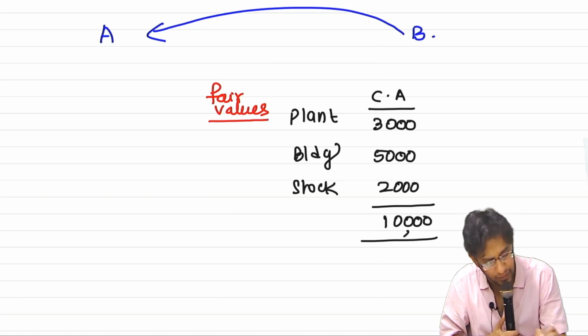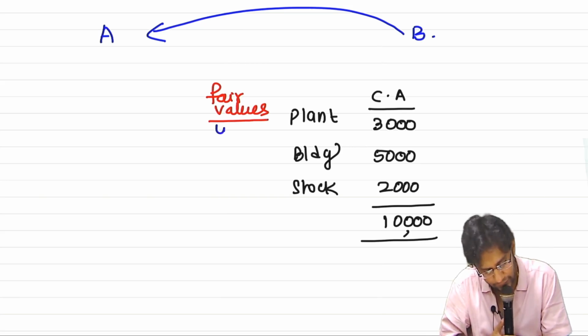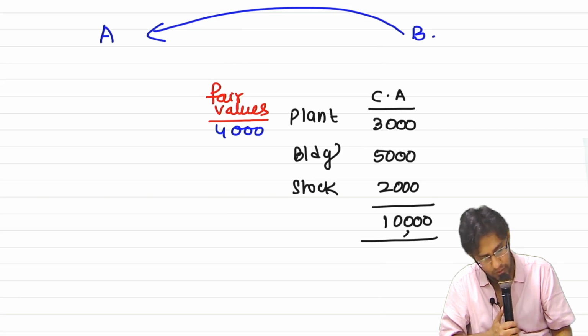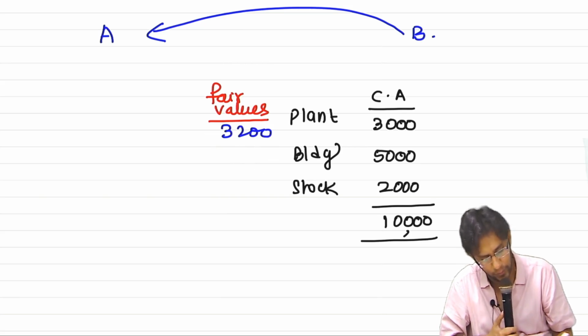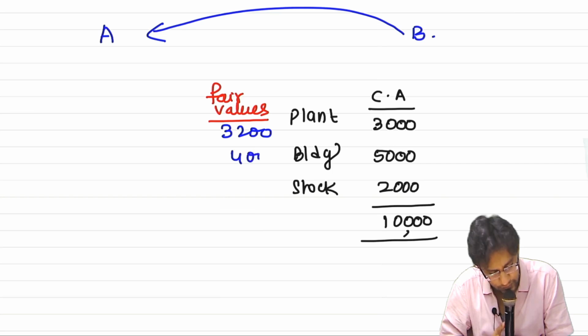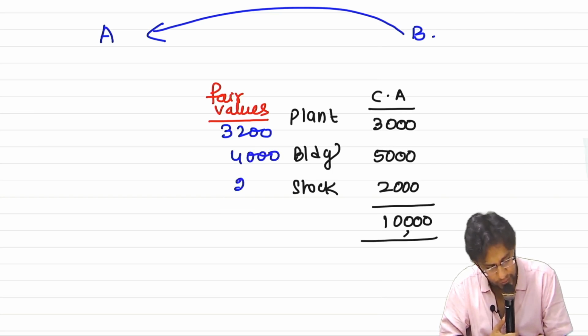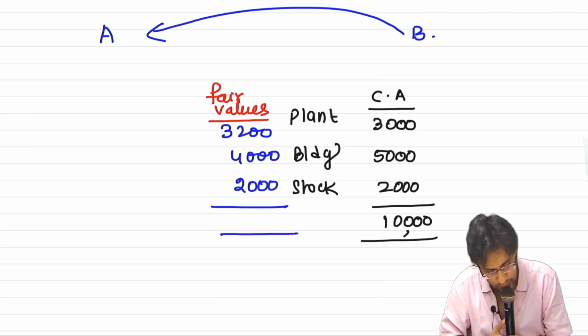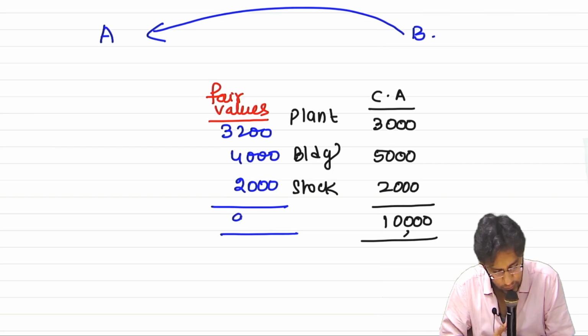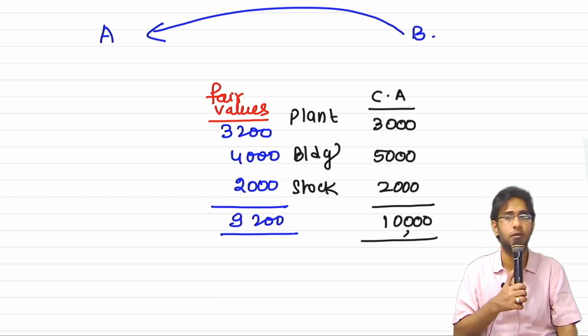So, if plant fair value is let us say 4,000. Building, 200. Building of fair value is 4,000. Stock of fair value is say 2,000 only. So total it is 1,200, 9,000. This is a fair value.